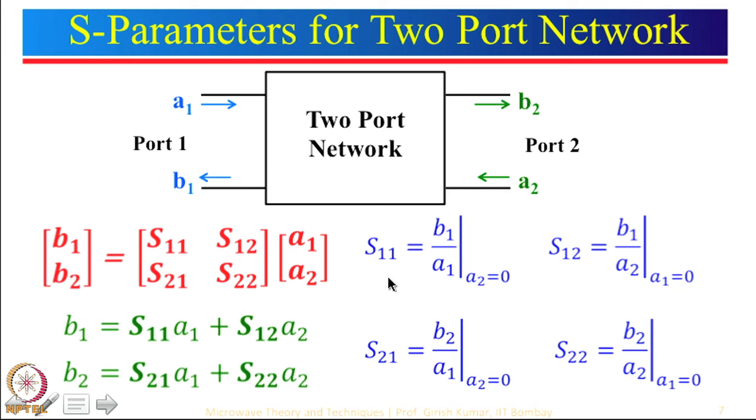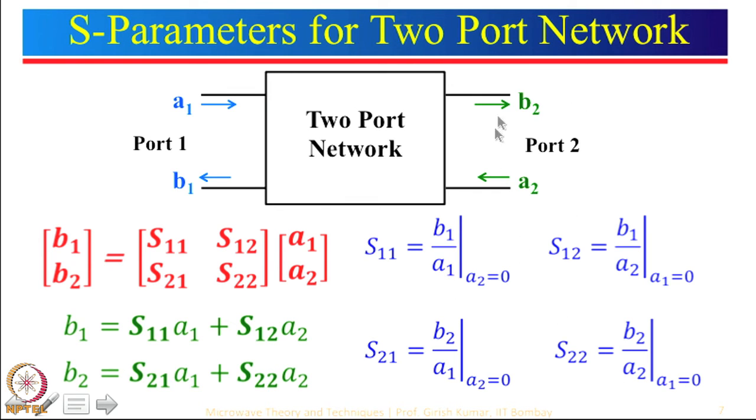S11 can also be termed in a slightly different way, that is, look at port 1 here, this is S11. What is B1? Reflected wave. What is A1? Incident wave. So, what we are basically saying is, S11 is nothing but the reflected wave at port 1 divided by the incident wave at port 1.